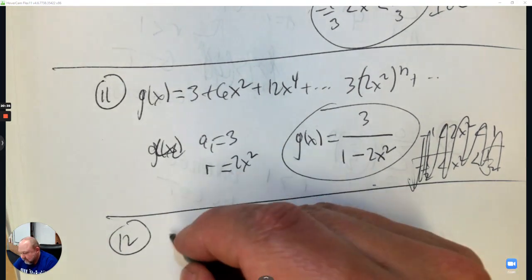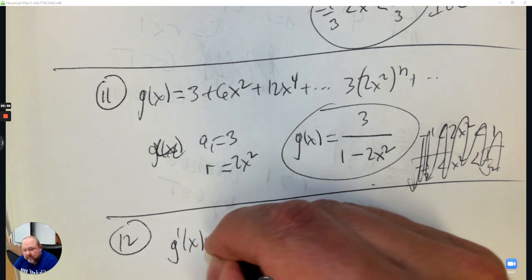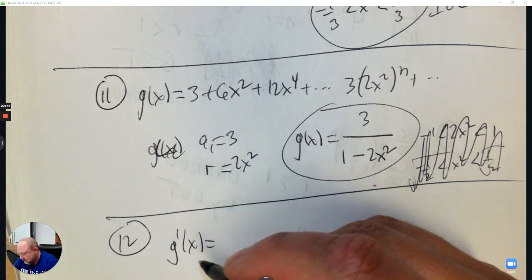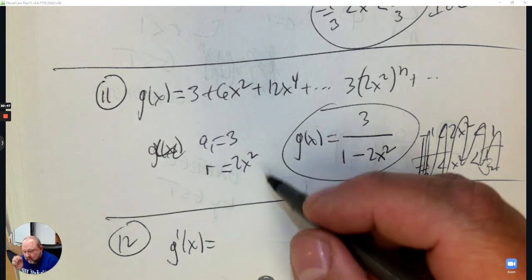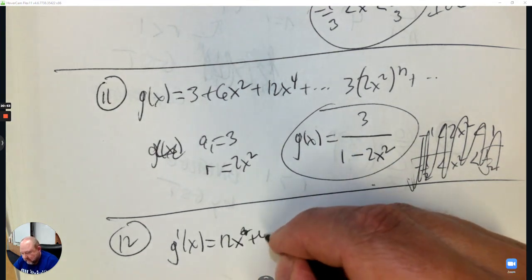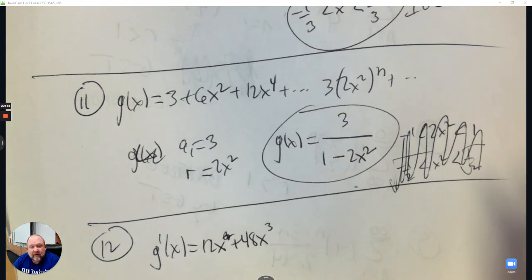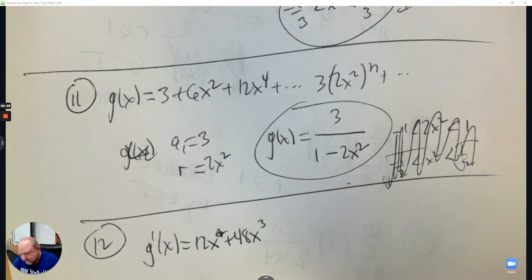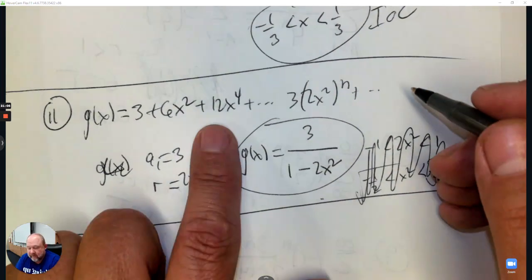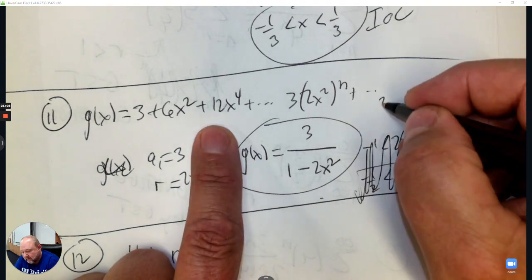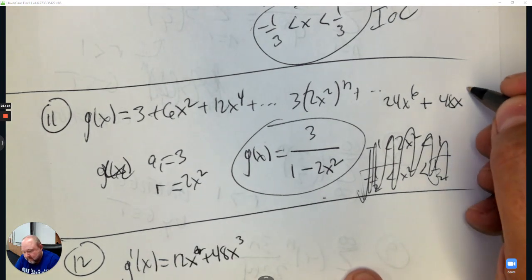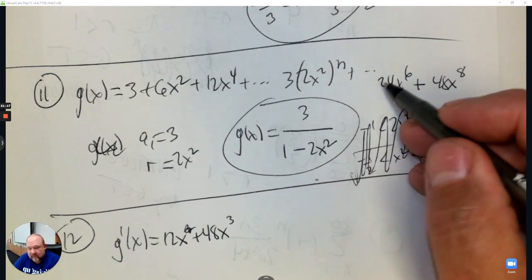Show 4 terms of the derivative of g of x. So the derivative of 3 is 0. The derivative of 6x squared is 12x. So I'm not going to put 0 first. It's 12x. Next one is 48x to the third. I need the next one and the next one to do the first 4 terms. So the next one, keep multiplying by 2x squared, and you get 24x, and you get, again, 48. So 6 times 24.